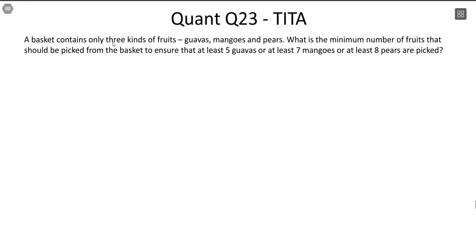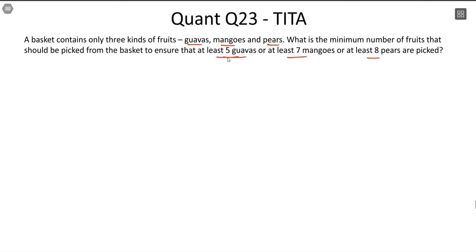Okay, a basket contains only 3 kinds of fruits: guavas, mangoes, and pears. What is the minimum number of fruits that should be picked from the basket to ensure that at least 5 guavas or at least 7 mangoes or at least 8 pears are picked? Okay, this is what I call the Pandu Kismat concept.